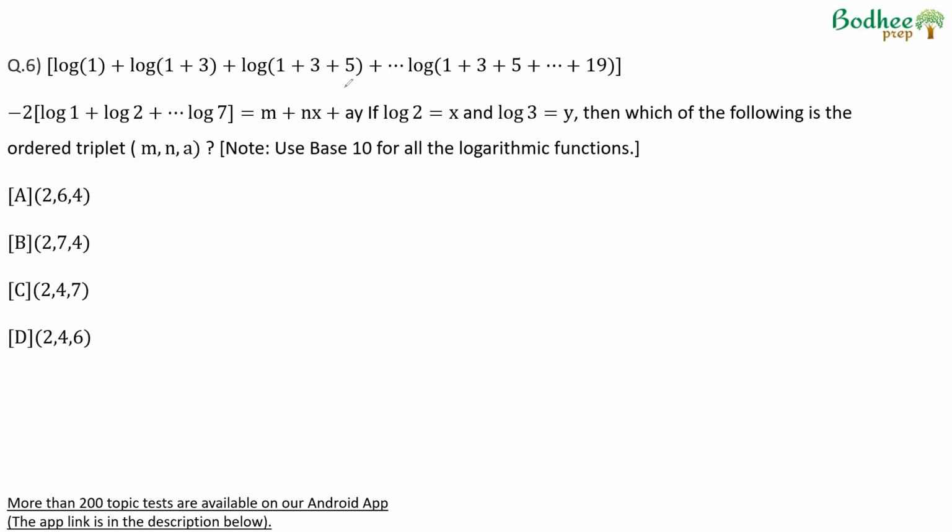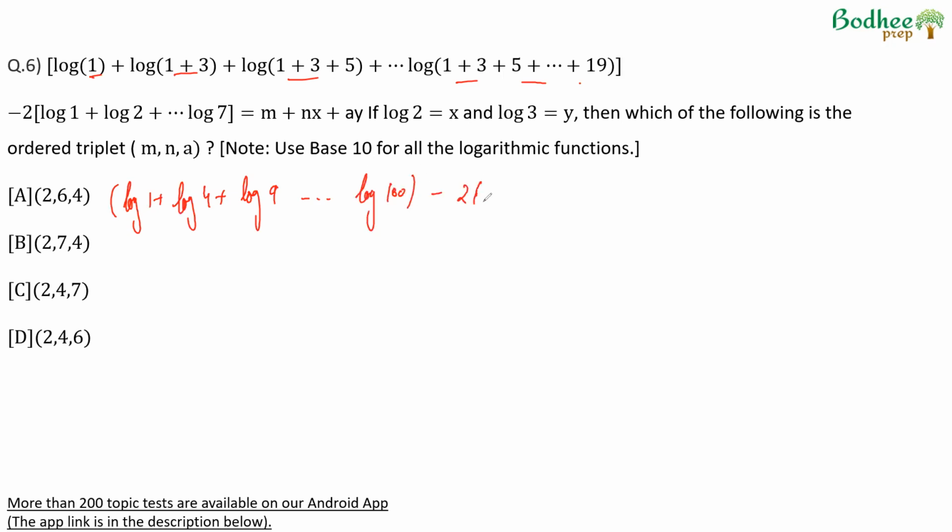So let us look at the first positive term here. This is log of 1 plus 3 is log of 4. 1 plus 3 plus 5 is log of 9, and so on. Now the sum of the first n odd numbers is equal to n square. So here if you look at it, this is the sum of the first 10 odd numbers. And this will therefore come out to log of 10 square, which is 100.